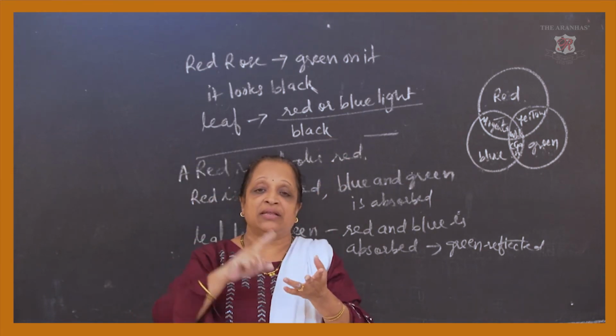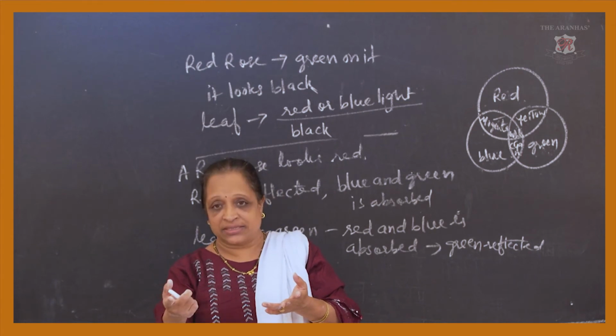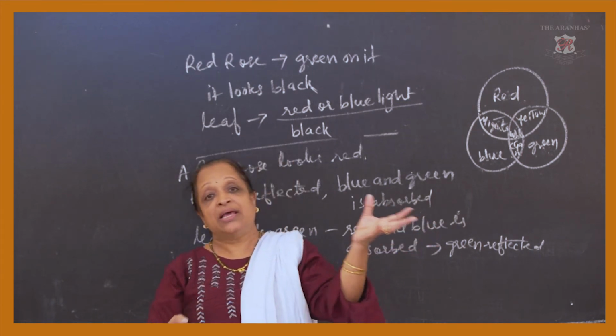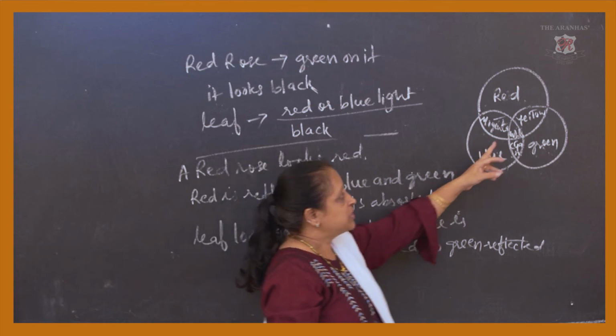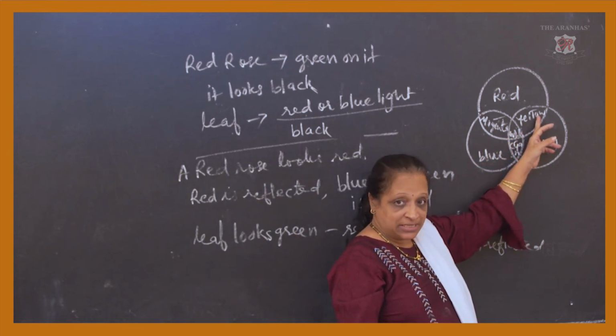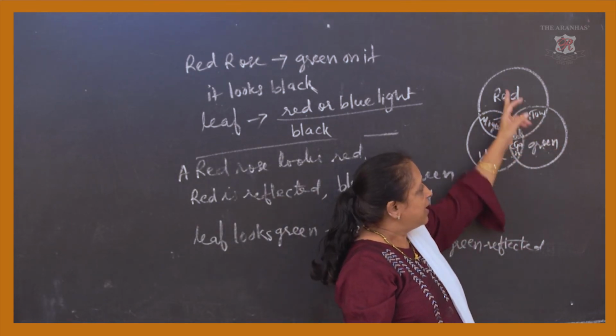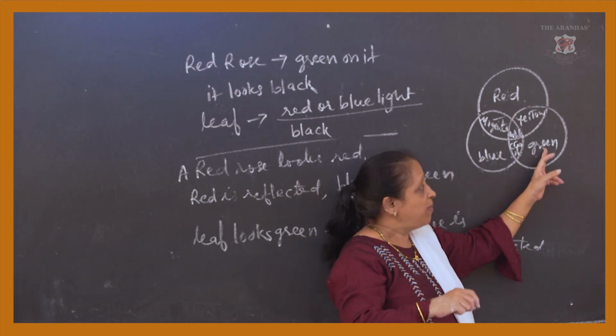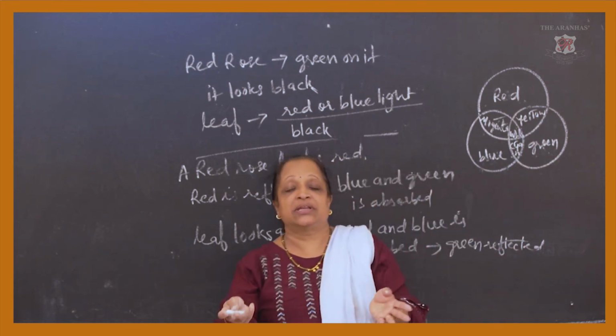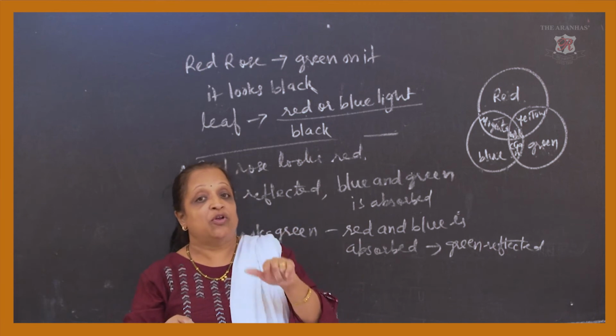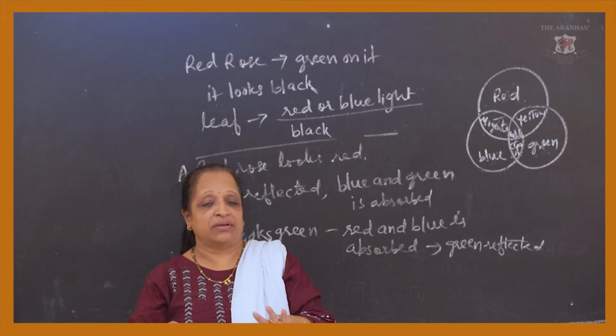The leaf is green. Suppose a yellow flower is there, what does it mean? Now see, the yellow flower is yellow in color. That means red and green are being absorbed and yellow is being reflected. That is why the yellow flower is looking yellow in color.